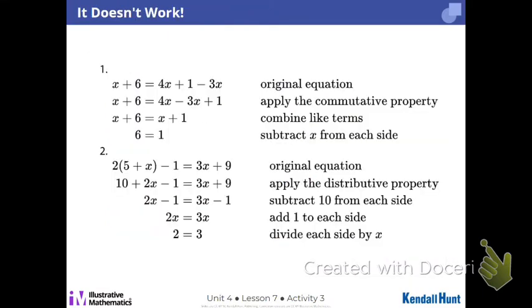Let's follow Noah's work here. Noah combined like terms here to get 1x. That's solid. And then Noah subtracted x from both sides to get 6 equals 1. That works too. Where I want you to focus is this row right here.